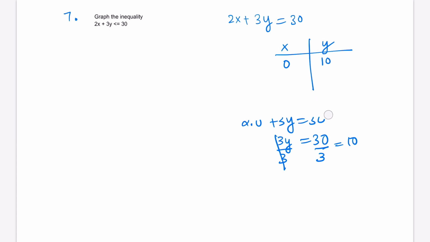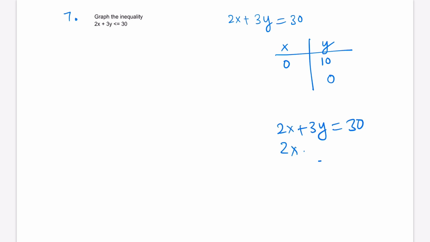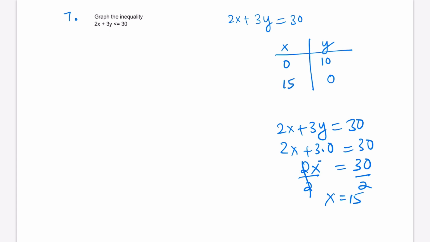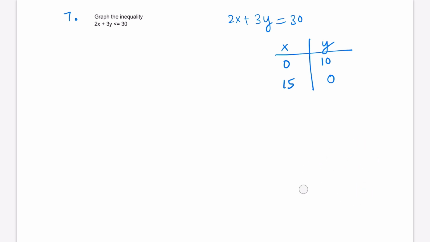Let us see what x is when y is 0. So when y is 0, go ahead and substitute 0 for y. So 2x plus 3y is 30 becomes 2x plus 3 times 0 is 30. So we're left with 2x on the left side, 30 on the right side. Divide both sides by 2, and you're left with x as 15. So when y is 0, x is 15. All right. So we got 2 points now. With 2 points, you can draw a line. So the best points are x equal to 0 and y equal to 0. When x is 0, find y. When y is 0, find x. You got 2 points so far.